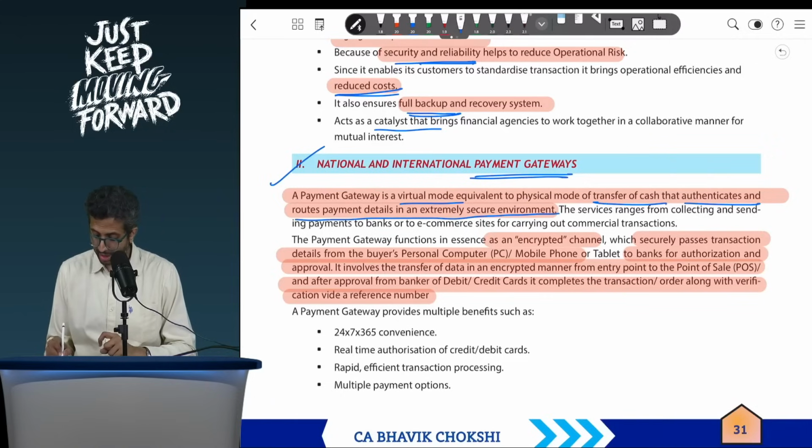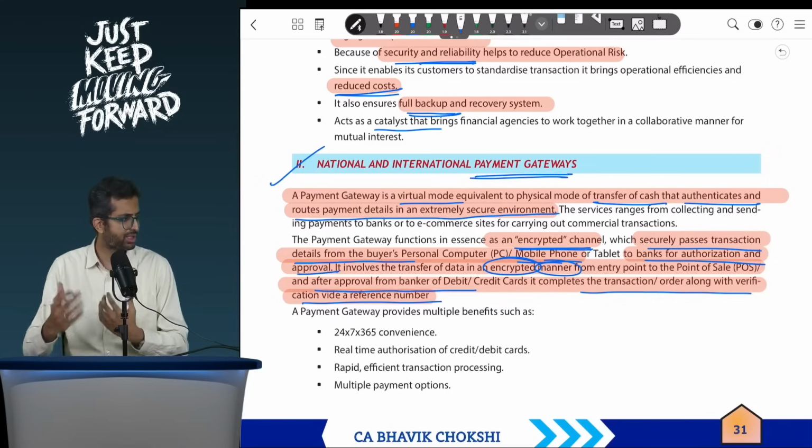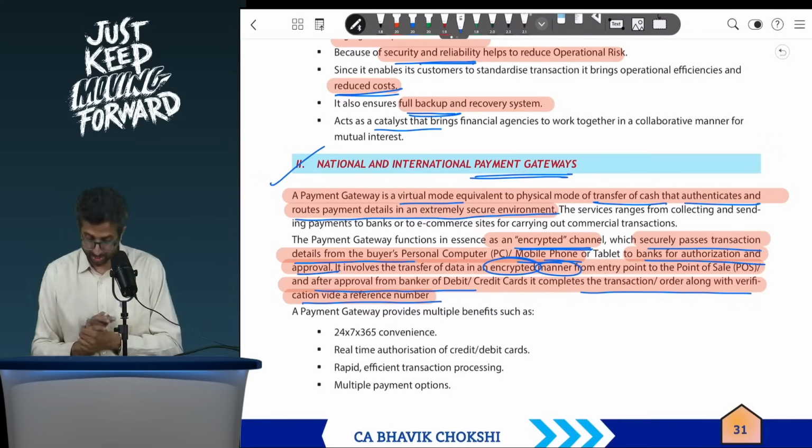So a payment gateway ensures an encrypted channel which securely passes the transaction details from the buyer's personal computer to the bank's authorization approval. The transfer of data happens in an encrypted manner, and after the approval from the banker, completes the transaction along with verification. So these are a few important things. If you can recollect and reproduce, that will be perfect.